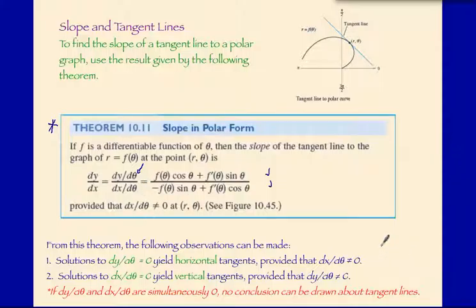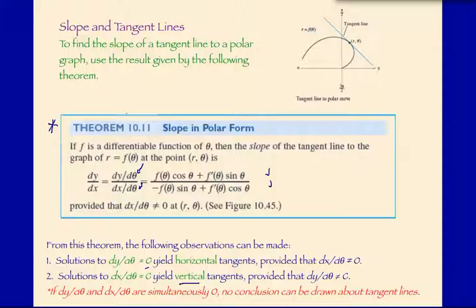Solutions to dy/d theta equals 0 yield horizontal tangents. Why? Because this is in the numerator, and when you set the numerator equal to 0, you're going to get the places where you have horizontal tangents. Notice it says that solutions to dx/d theta equals 0 yield vertical tangents. That's because dx/d theta is in the denominator. Setting that equal to 0 will yield the places where you have undefined slopes, therefore vertical tangents. If dy/d theta and dx/d theta are simultaneously 0, no conclusion can be drawn about tangent lines.